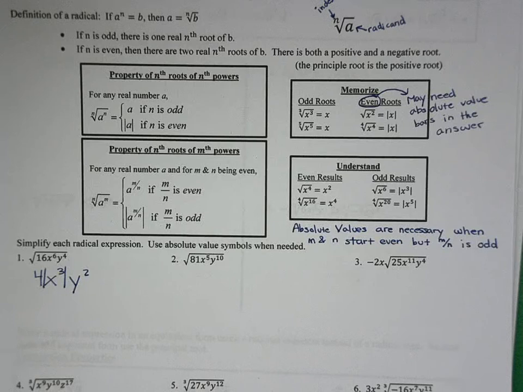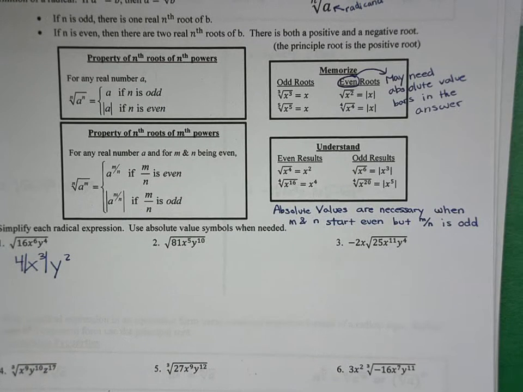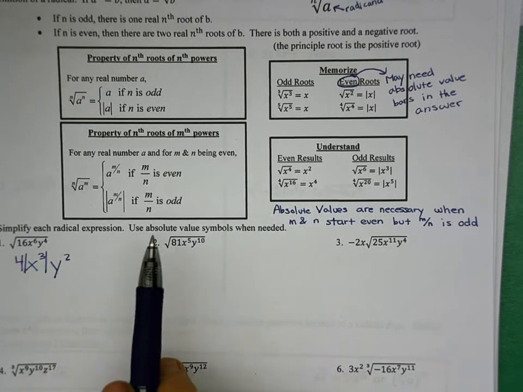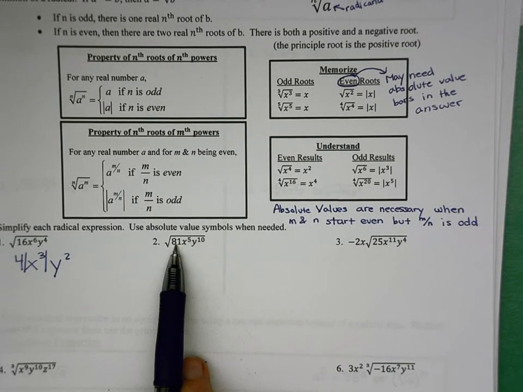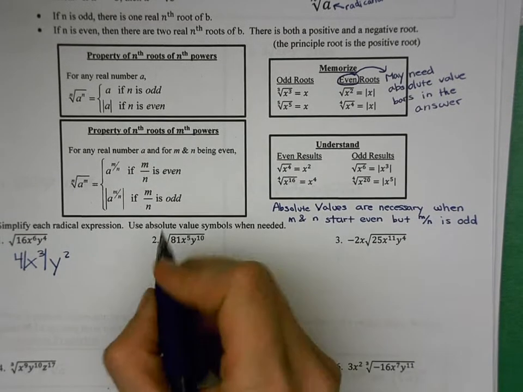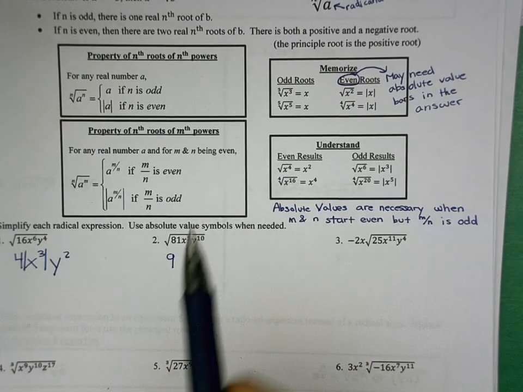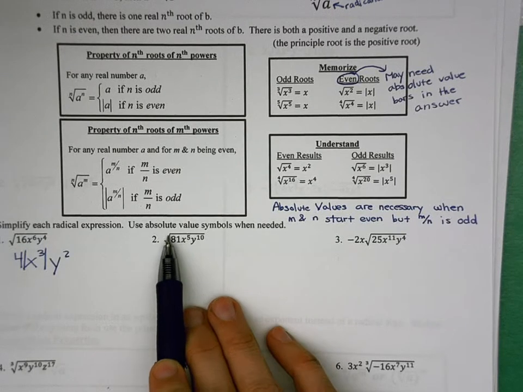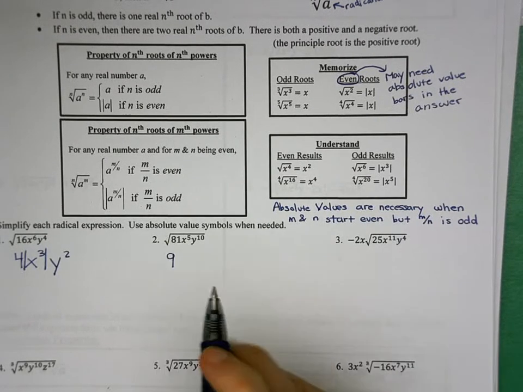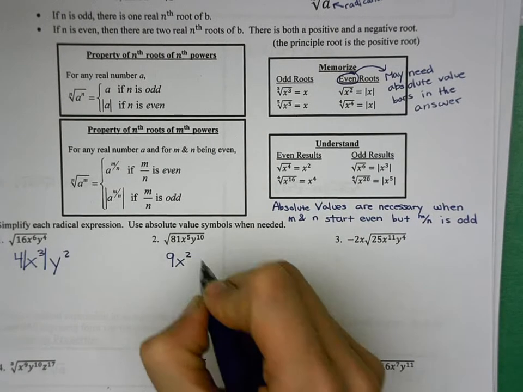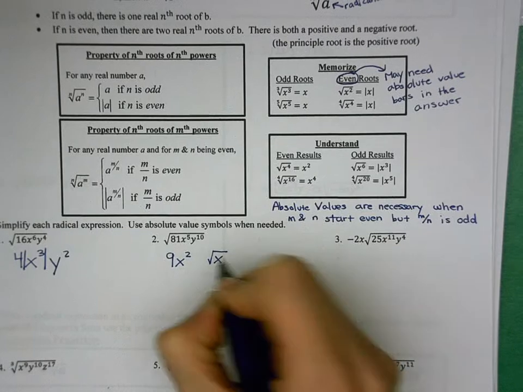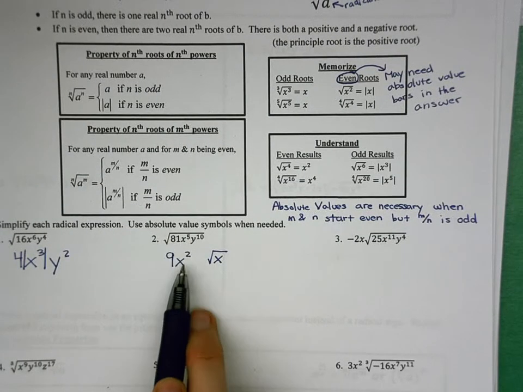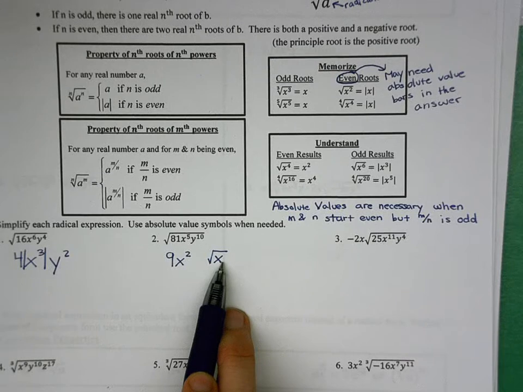Next up, number 2, we have the square root of 81, x to the 5th, y to the 10th. So working our way down here, we have the root of 81. You're asking yourself, what's a perfect square there? So root 81 is a perfect square. The square root of 81 is 9. Then we have our x to the 5th. The square root of x to the 5th, 5 divided by 2. We have our x squared and 1 left over x. Right, because 5 divided by 2 would be 2 with a leftover 1. Or you could say 2 goes into 5 2 times and you have 1 left over.